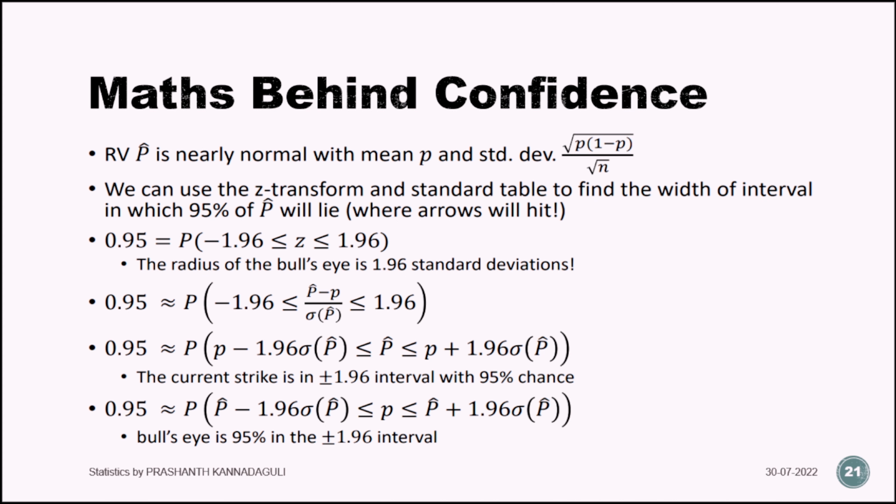Now in case of a z, if I integrate between any two values, what do you get? You get the probability, right? So now I say that I'm 95% confident, which means the probability of the person winning should be 95%. In the sense, because of my prediction, I should be able to make a statement that my prediction is 95% correct.